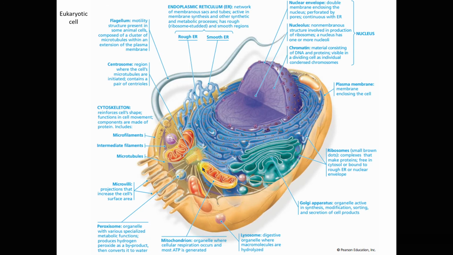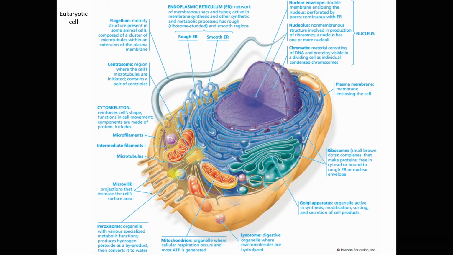Then we have mitochondria, or mitochondrion. It's an organelle where cellular respiration occurs and most ATP is generated. Now, students, for your level, always remember that cells gain or generate their ATP from the mitochondrion. Next we have the peroxisome. You can see the structure here, slightly different from the lysosome. It's an organelle with various specialized metabolic functions.